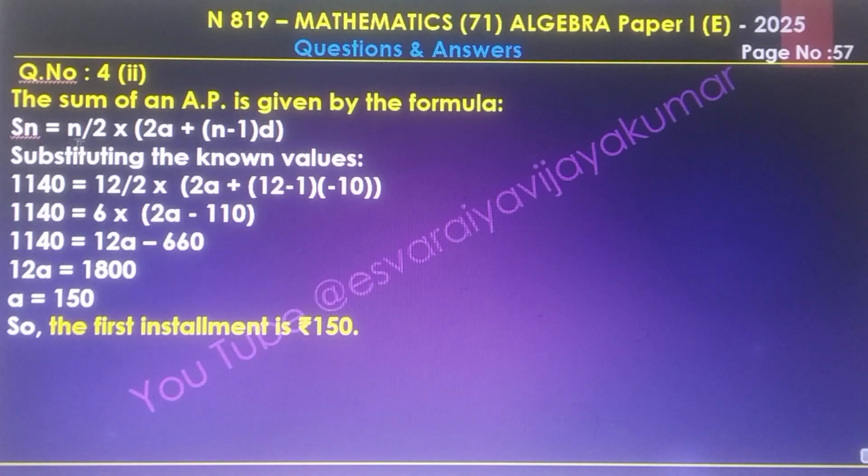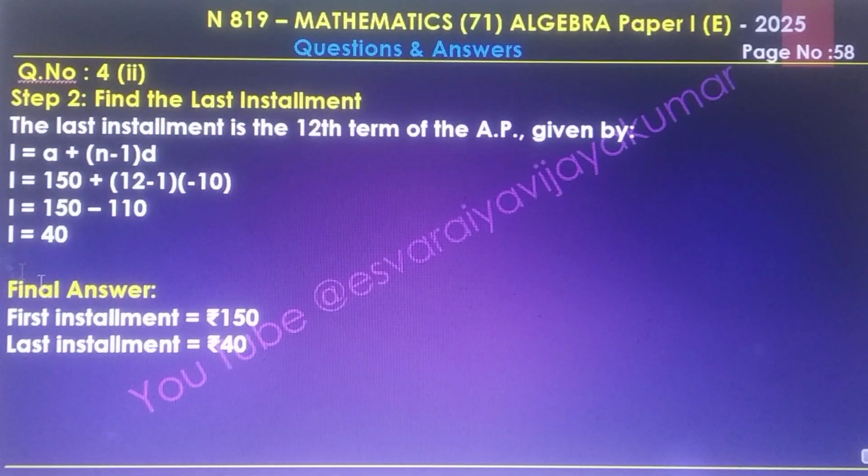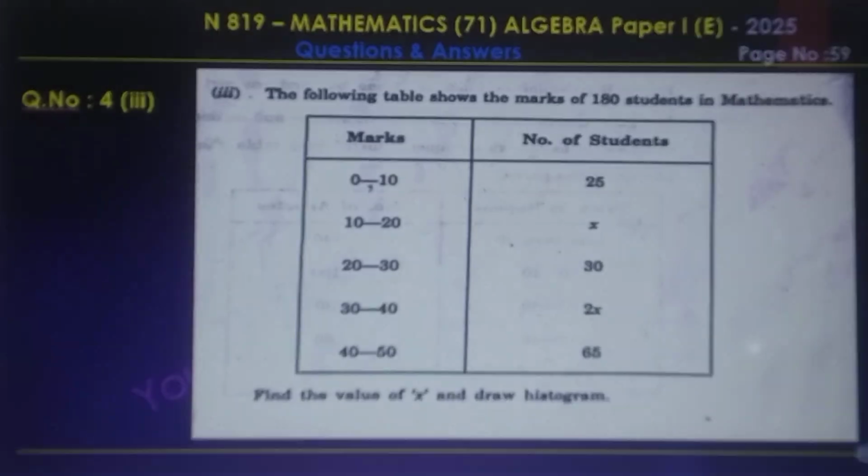The formula is Sn equals n by 2 into (2a plus (n minus 1) into d). Substituting these values, we get 150. Step 2, l equals the last, 12th installment. The formula is l equals a plus (n minus 1) into d. The final answer is: the first installment is rupees 150 and the last installment is rupees 40.